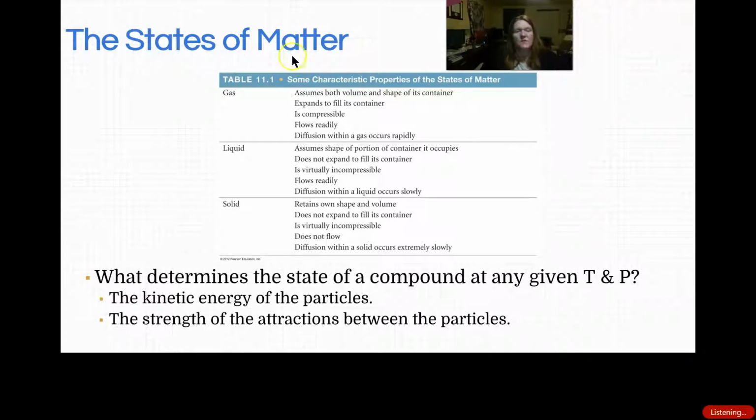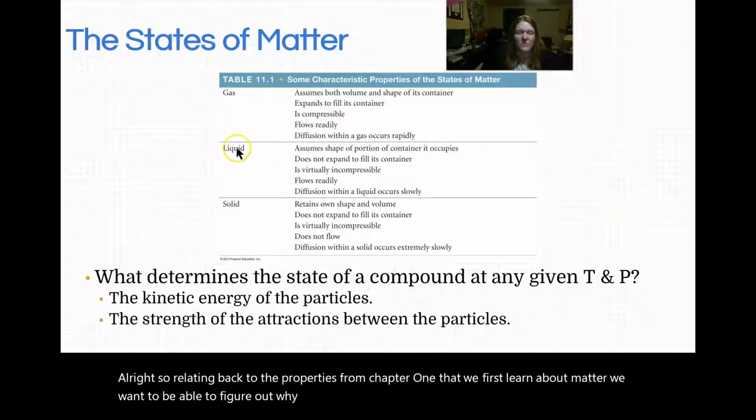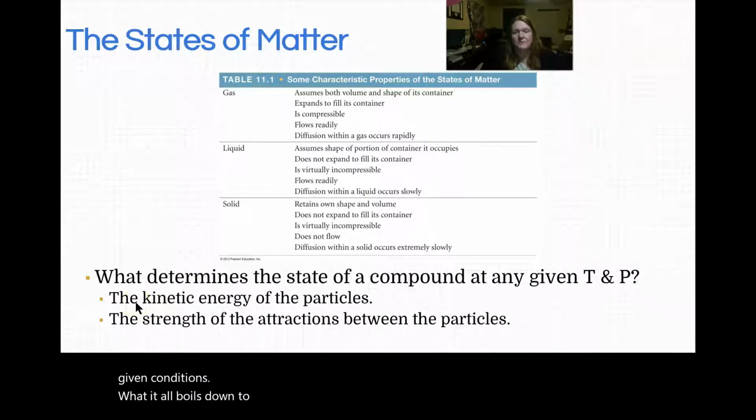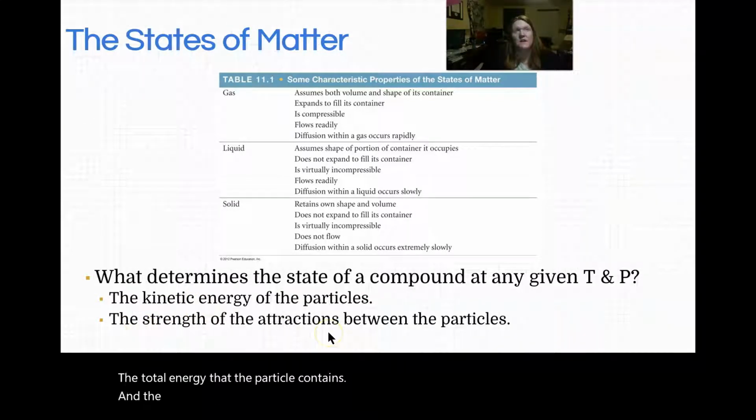All right, so relating back to the properties from chapter 1 that we first learned about matter, we want to be able to figure out why gases behave this way, and why liquids behave this way, and why solids behave this way. And also, how come things are a solid, a liquid, or a gas under any given conditions. What it all boils down to is two things: the total energy that the particle contains, and the strength of the interactions between our given particle and anything around it.